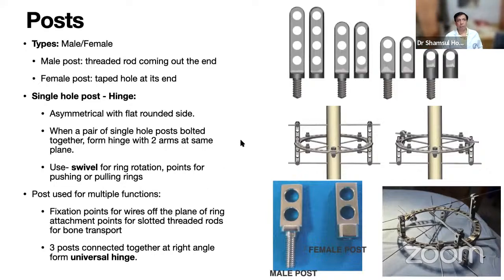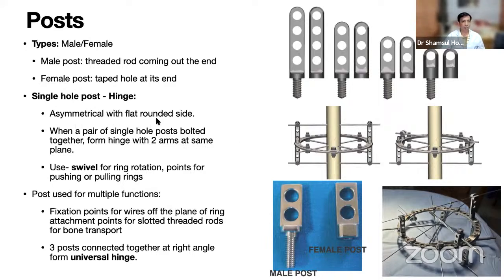Then we have the post. Then we have the male post and the female post. The male post has a threaded rod coming out through the tail. This is the male post. The female post has a tapered bolt adjacent. Then the singular post can be used as a hinge. We can just use these ones, singular male and female post. Connect with the nut and bolt here, which is the hinge at any other point like this. So the singular post can be used as a hinge.